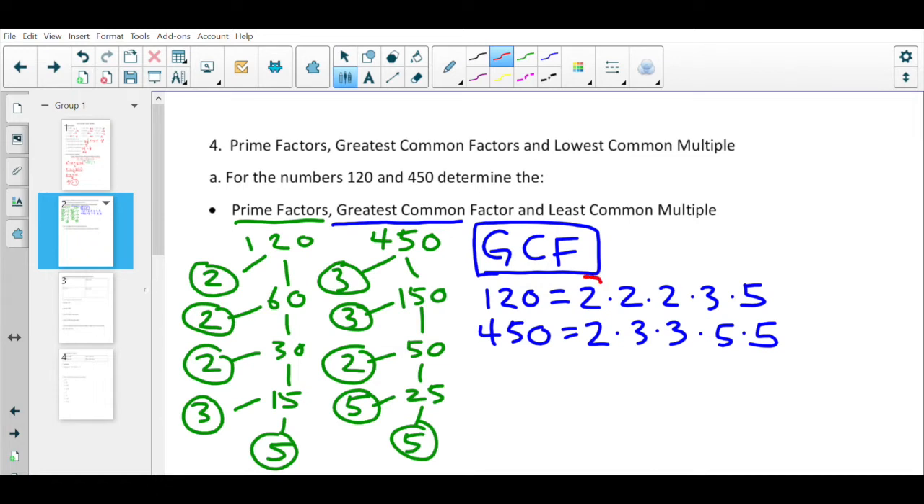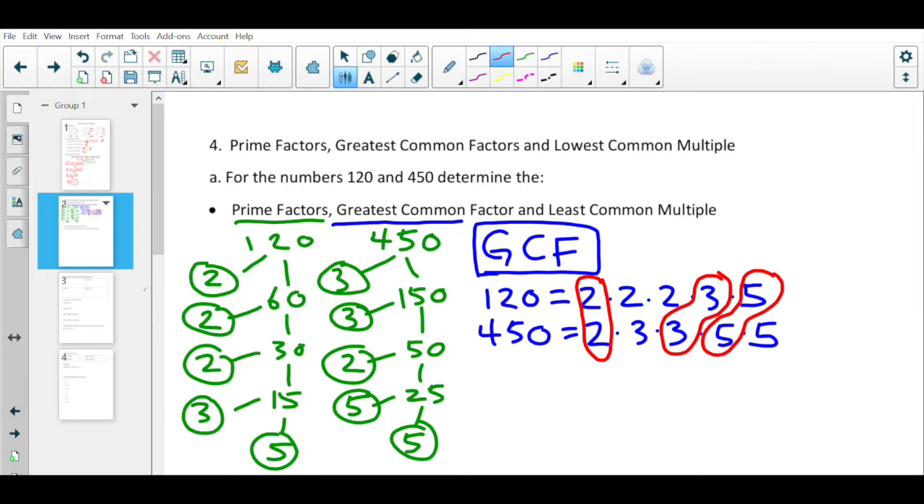So we have a 2 and a 2. And let's go down the road here. We have another 2 in 120, but no more 2's in 450, so we're done with the 2's. Let's go to the 3's. Do we have any 3's in common? Yes, we do. Both numbers have 3's. And let's try the 5. Do we have any 5's in common? Yes, we do, right there.